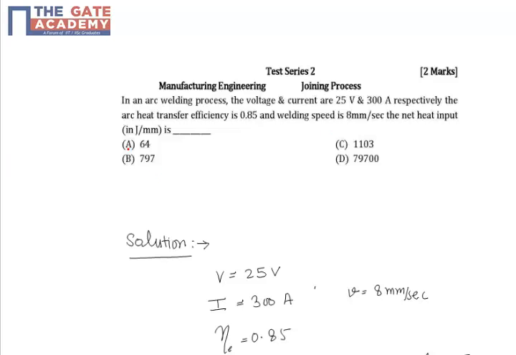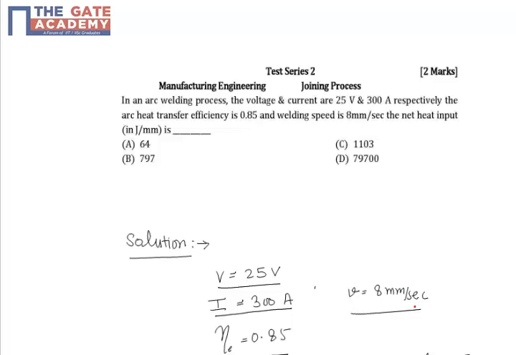So the question is like that: in an arc welding process, the voltage and current are 25 volt and 300 ampere. So your voltage is 25 volt and your current is 300 ampere. The arc heat transfer efficiency is equal to 0.85. So heat transfer efficiency is given as 0.85. The welding speed is 8 mm per second. So your welding speed is 8 mm per second.